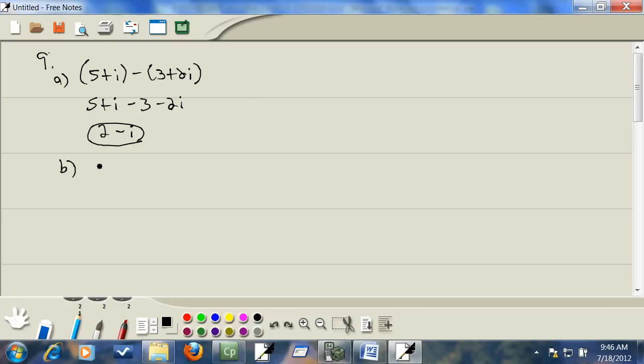Now for B, we got (4 plus 7i) plus (1 plus 8i). And again, I get rid of the parentheses. So we got 4 plus 7i plus 1 plus 8i. That should be an i there. Okay, 4 plus 1 is 5. 7i plus 8i gives us 15i.